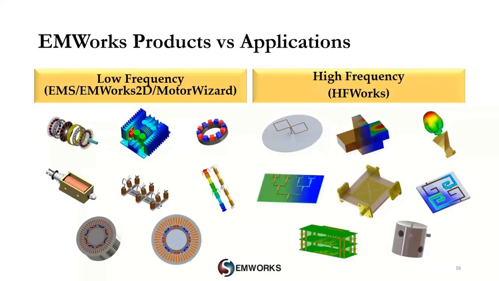Now let us do a quick recap on EMWorks products and their related applications. We can divide EMWorks offerings into 2 categories: applications related to low frequency simulation and applications related to high frequency simulation. Within low frequency category, we offer 3 products: EMS 3D, EMWorks 2D, and Motor Wizard. These products can be used to design and simulate applications like cables, insulators, bus bars, solenoids, magnet arrays, eddy current braking systems, wireless charging, induction heating, transformers, electrical machines, etc. And within high frequency category, we offer one product known as HFWorks. This product can be used to design and simulate high frequency applications like antennas, waveguides, filters, resonators, connectors, etc.